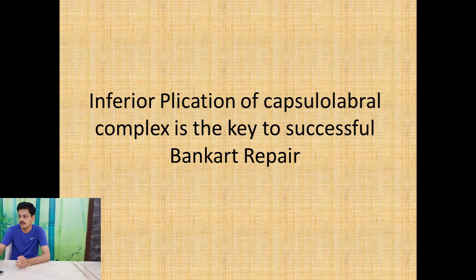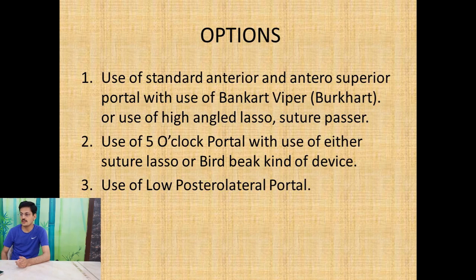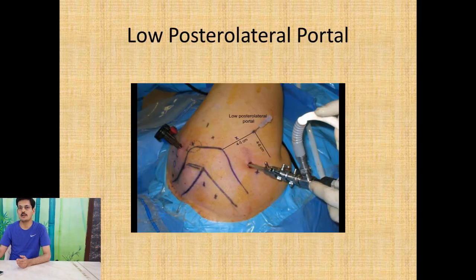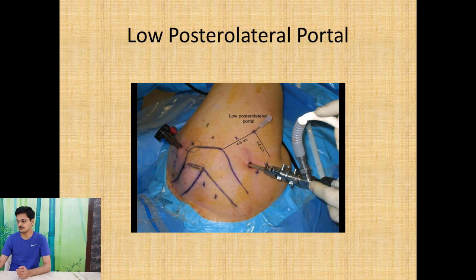Bankart repair. Now the options are: you can use a standard anterior and anterior superior portal with the use of a Bankart Viper and a high angle lasso suture passer inferiorly. The second option is a 5 o'clock portal with either a suture lasso or bird beak. The third option is to use a low posterolateral portal. These are all tricks to achieve the inferior most part of the glenoid.